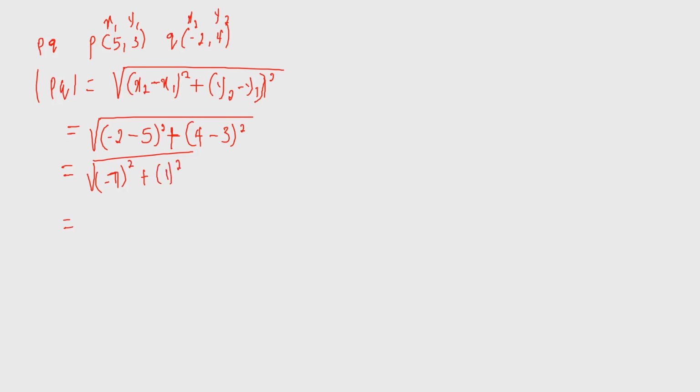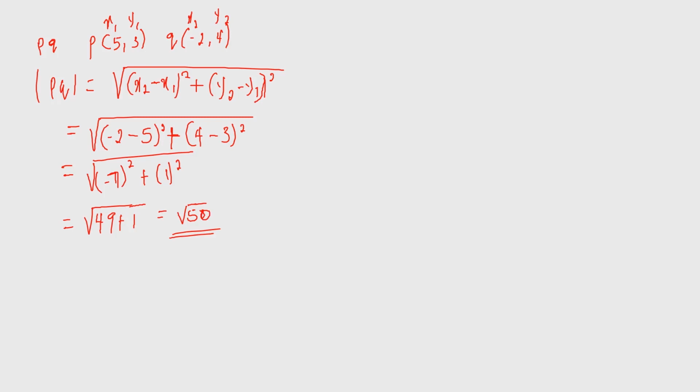So what's the square of 7? Square of 7 is 49. Then plus what, the square of 1? Square of 1 is 1. So it's going to give you the square root of 50. So therefore the distance between PQ is the square root of 50. So you can use your calculator to convert it.